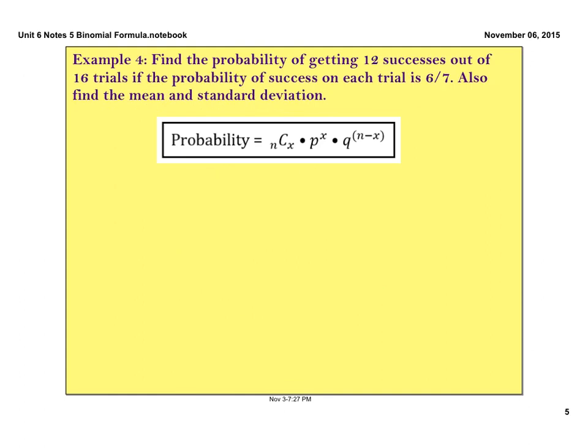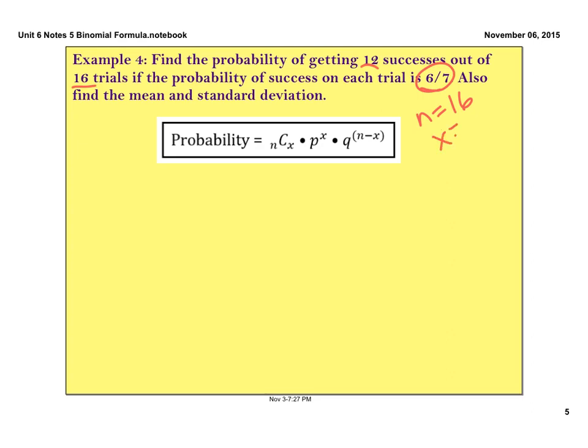Okay, let's take a look at the next example. Find the probability of getting 12 successes out of 16 trials if the probability on each success is 6/7. That's going to be fun. All right, so here we go. So n is equal to 16. Right there, you're off your table. The table only goes up to 15, so you know you have to use the formula already.